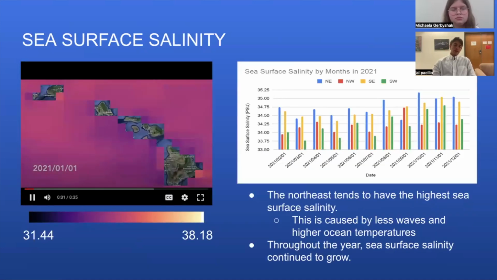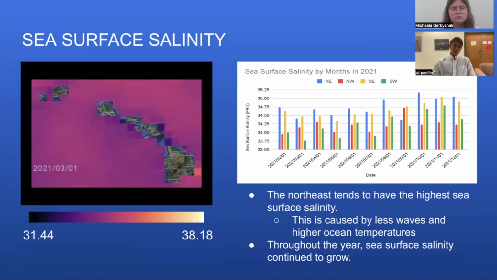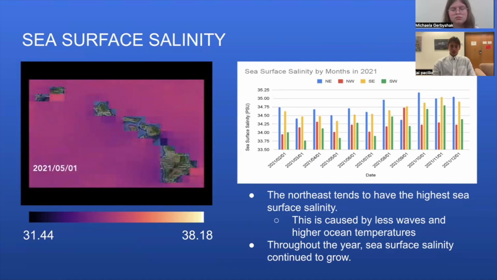Sea surface salinity is the measure of salt throughout the sea. This affects the density and ecosystem of the ocean. The northeast tends to have the highest sea surface salinity. This is caused by less waves and a higher ocean temperature, which affects evaporation. Throughout the year, sea surface salinity continues to grow.